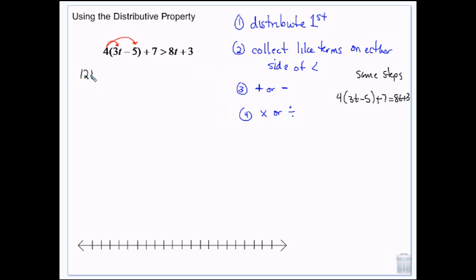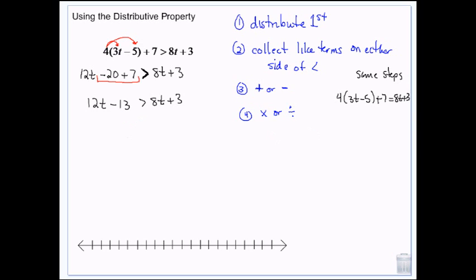And I get 12t minus 20 plus 7 is greater than 8t plus 3. The second thing I want to do, again, is to collect like terms on either side. Over here, I have this negative 20 and the 7. On this side, I don't have anything I can do to it yet. Okay, so 12t minus 13 is greater than 8t plus 3. So far, okay?